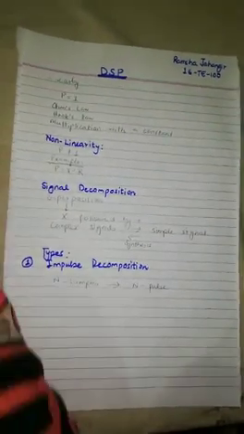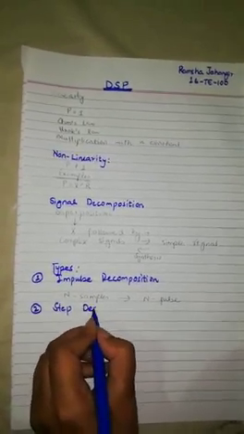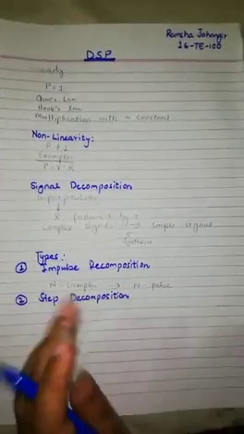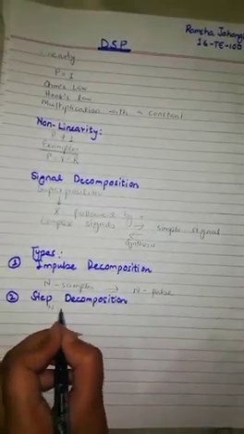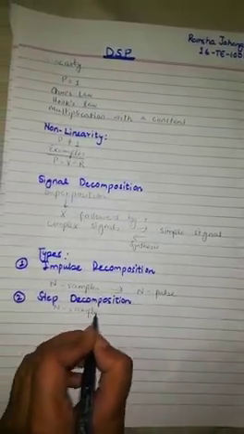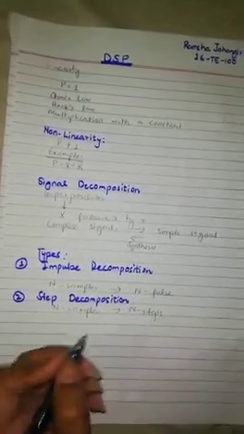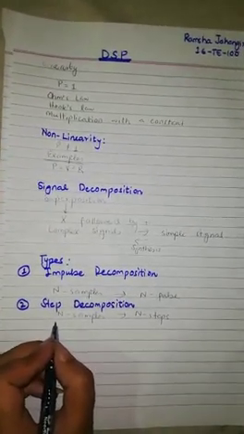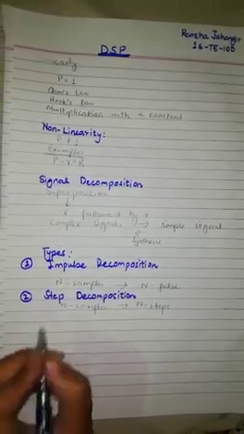Now the second type is step decomposition. In step decomposition, we divide the signals into steps, means n samples into n steps. And the advantage of step decomposition is that it can be used to analyze adjacent different signals.